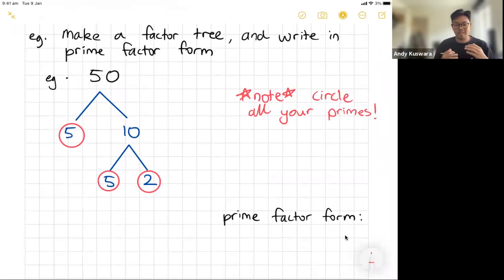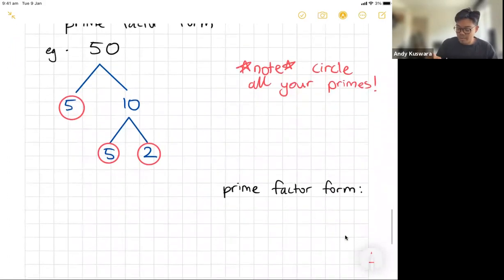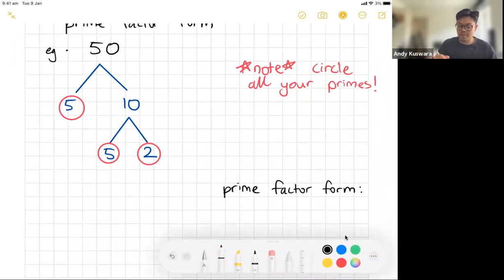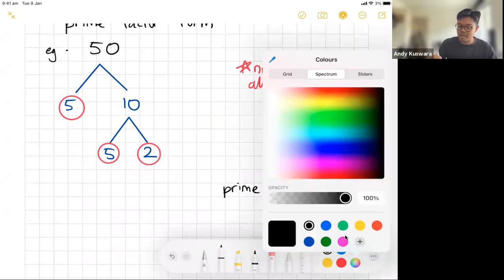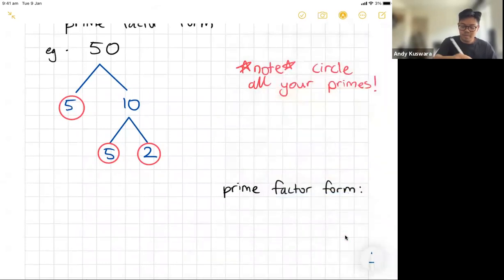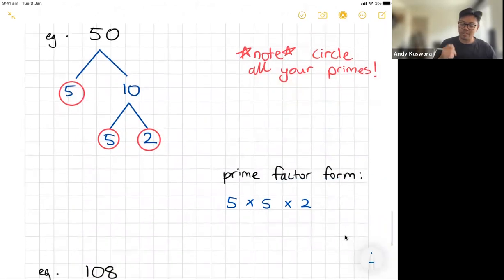I break it down into the numbers that multiply and give it the top. Now, what does prime factor form mean? It means that we multiply all those numbers that we've circled, right? The 5, and the 2. So it would be the same thing as 5 times 5 times 2. And we know that that's going to equal 50 because 5 times 5 is 25, times 2 equals 50.